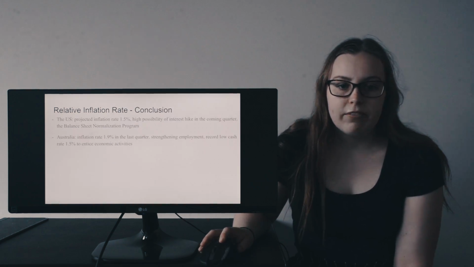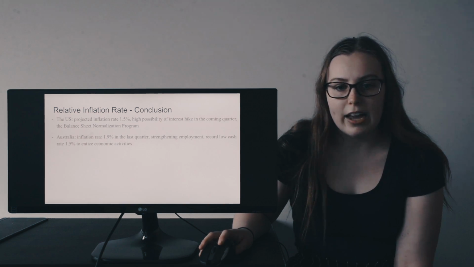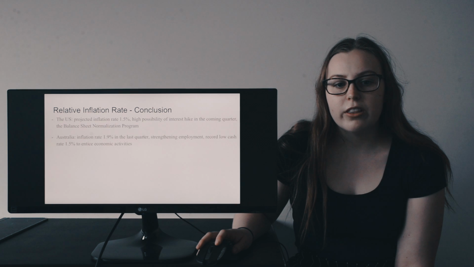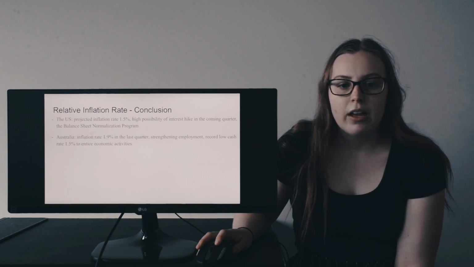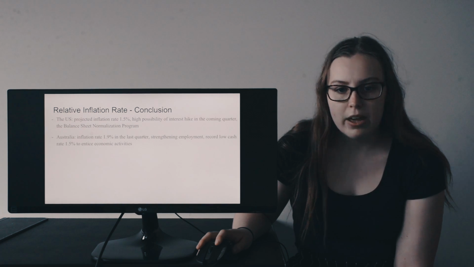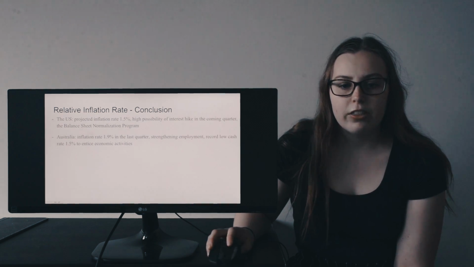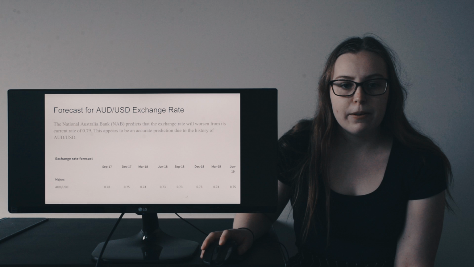The US projected inflation rate is 1.5%. There is a high possibility of an interest hike in the coming quarter. This is due to the balance sheet normalisation program. Australia's inflation rate is 1.9% in the last quarter, with strengthening employment and a record low cash rate at 1.5% to entice economic activities. Therefore, the Australian dollar is likely to depreciate.